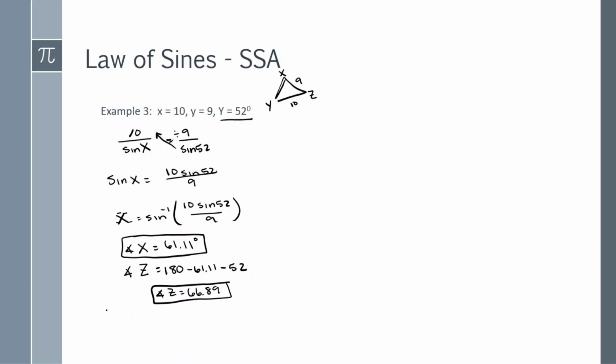So now I'm left to find my third side. So little z over the sine of 66.89 is going to equal 9 over the sine of 52. That same ratio that we started with up here. So this will allow little z to be 9 times the sine of 66.89 divided by the sine of 52. So when I calculate that out, we end up with z equaling 10.50. So I have found all 3 sides.